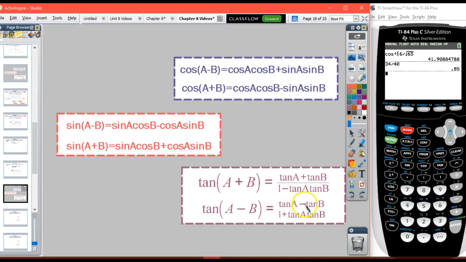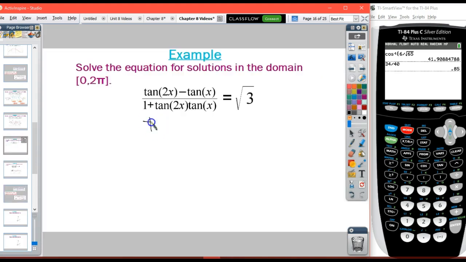So looking at those identities for tangent, we can see that it follows the same pattern right here. Tangent of an angle minus tangent of the second divided by 1 plus tangent of the first, tangent of the second. That tells me that I can rewrite this as a single tangent of a difference of those two angles. And so I can rewrite my equation as the tangent of 2x minus x and set that equal to the square root of 3 instead.